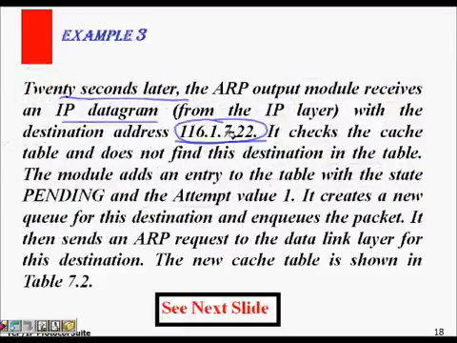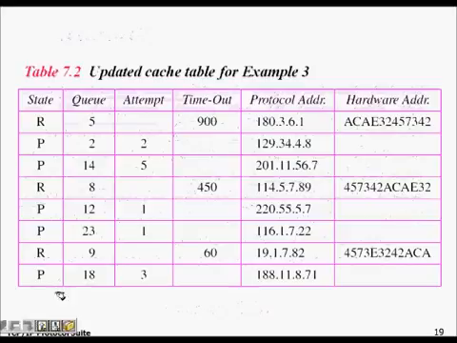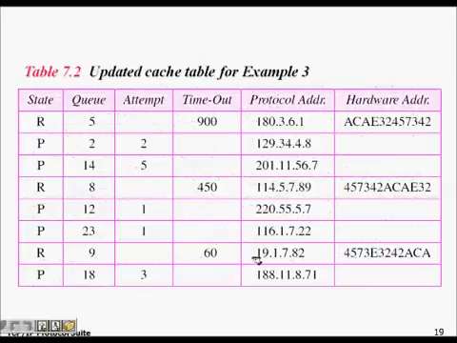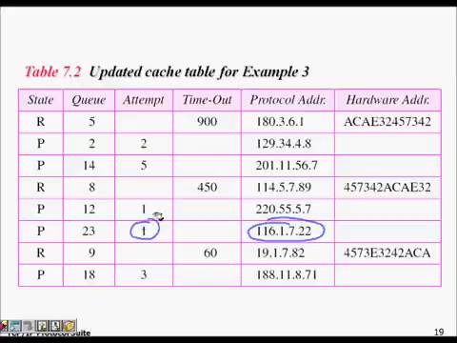Because I don't know the MAC address, I will send an ARP request and put an entry in the table for this IP address. But I don't know its MAC address yet, so I will put pending in the state, and I will make a queue for it. Now I have an entry in my cache table for 116.1.7. It is attempt 1 to find its MAC address, and the queue number is 23. It is in pending state because I don't know the MAC address.